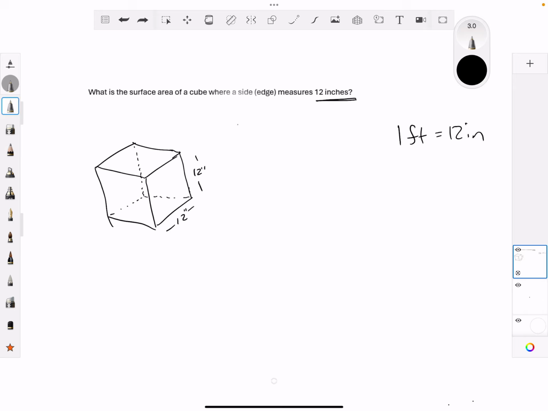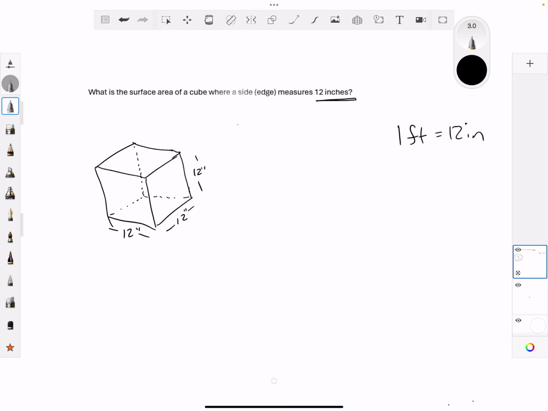Okay, here's the next problem. It says, what is the surface area of a cube where the side edge measures 12 inches? So we have a cube. Here's a cube. We're all familiar with that. With the cube, it's basically like a square, three-dimensional square. They have equal lengths on the sides, right? So this has 12 inches on each side as its measurement.